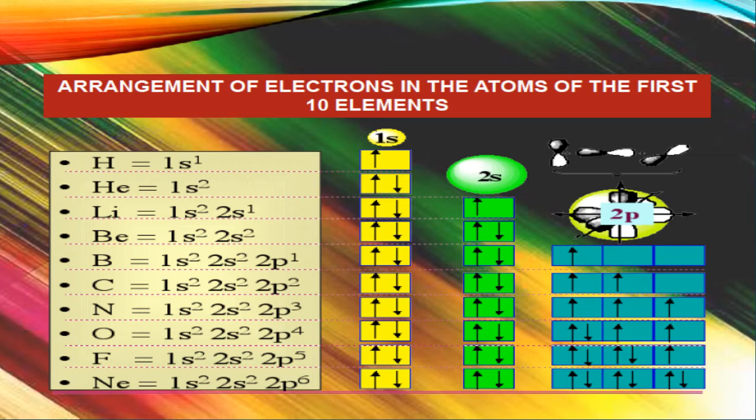Arrangement of electrons in the atoms of the first 10 elements. If you take the first element hydrogen, number of electrons is 1, so electronic configuration is 1s1. If you take helium, number of electrons is 2, so electronic configuration is 1s2. Lithium, number of electrons is 3, so 1s2, 2s1. And if you take neon, electronic configuration is 1s2, 2s2, 2p6.